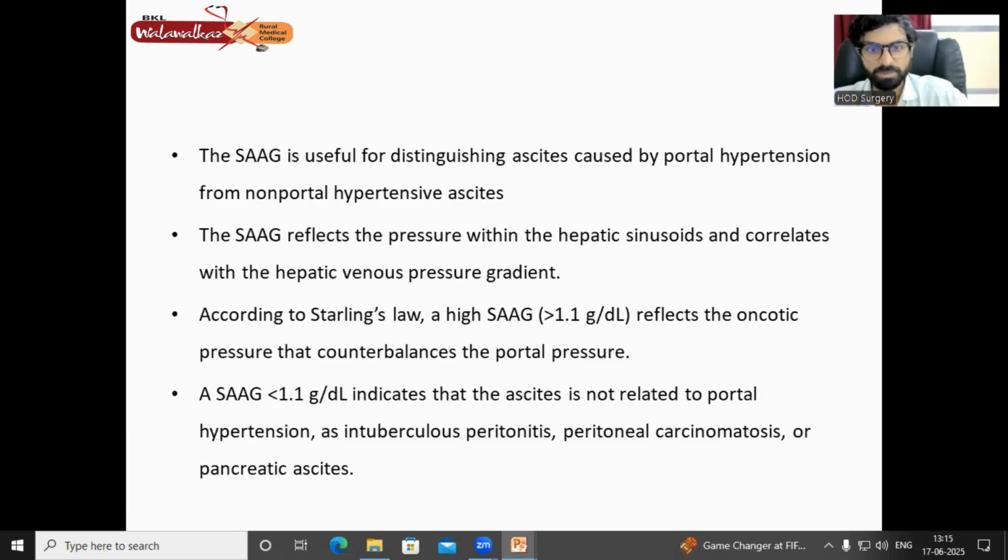So according to Starling's law, a high SAAG, what do we mean by high SAAG? When SAAG is more than 1.1 gram per deciliter, it reflects an oncotic pressure that counterbalances the portal pressure. And if SAAG is less than 1.1, it indicates that ascites is not related to the portal hypertension. It is not due to increased pressure in the portal circulation, as in tuberculous peritonitis or peritoneal carcinomatosis or ascites due to pancreatic causes.